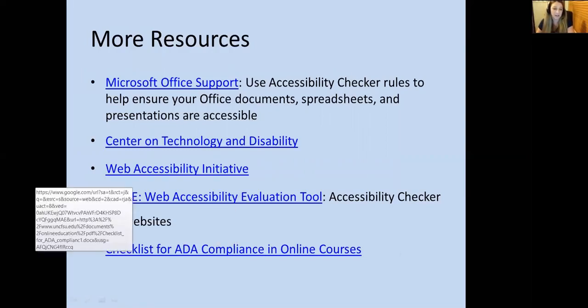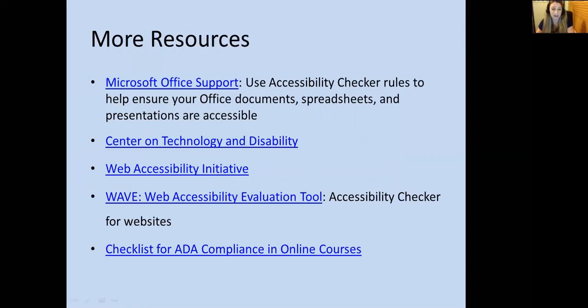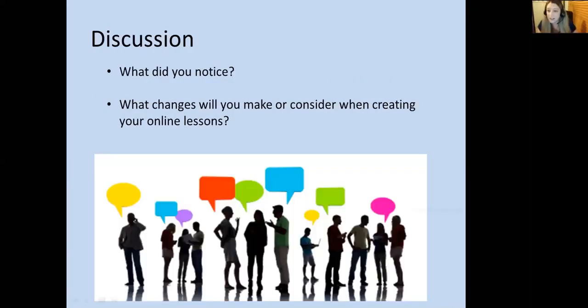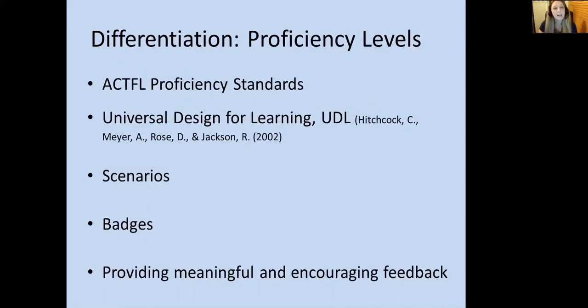Here, the checklist for the ADA compliance in online courses. That's a downloadable Word document that you can use to just kind of check through some of the documents as you create them. It's where we're moving in that virtual learning environment. It's something to consider and keep in mind as you're spending so much time creating all these resources. So moving on to part 2, the differentiation with proficiency levels. Again, we are all familiar with the ACTFL proficiency standards, am I correct?